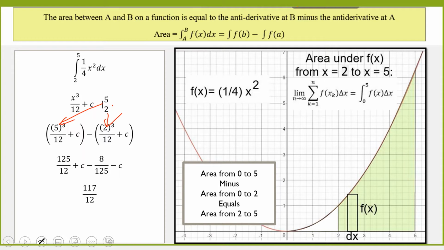And then subtracting my area from 0 to 2, what happens when I plug in 2. We'll cancel this area from 0 to 2 out of the total area from 0 to 5, and leave me with just this area in green, which is the area from 2 to 5. When I do, this is 125 over 12 plus c minus 8 over 12 plus c. My plus c's will cancel. 125 minus 8 is 117 over 12. Gives us our area between x equals 2 and x equals 5, underneath the curve of 1/4 x squared.